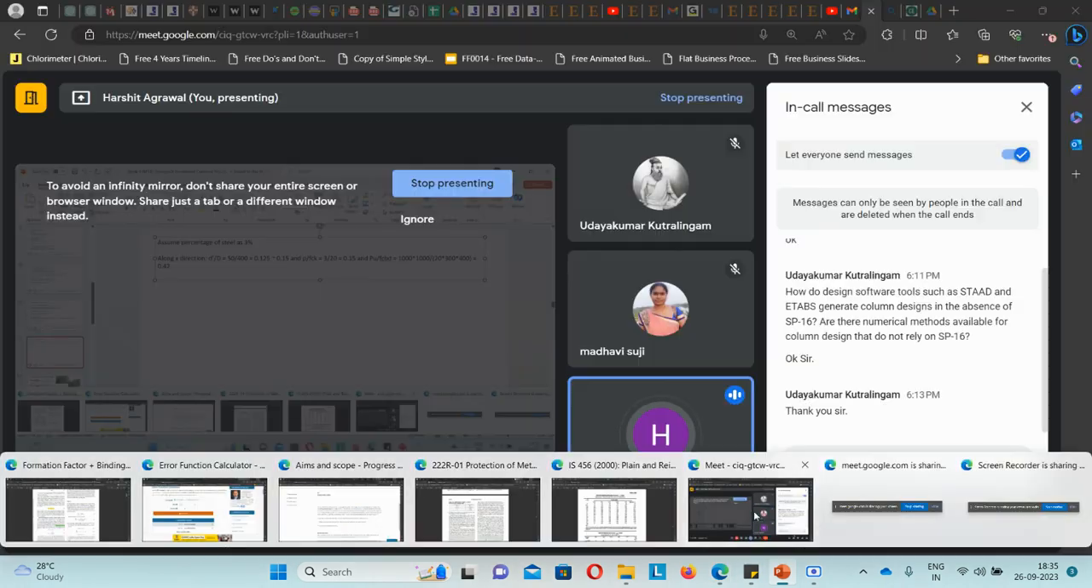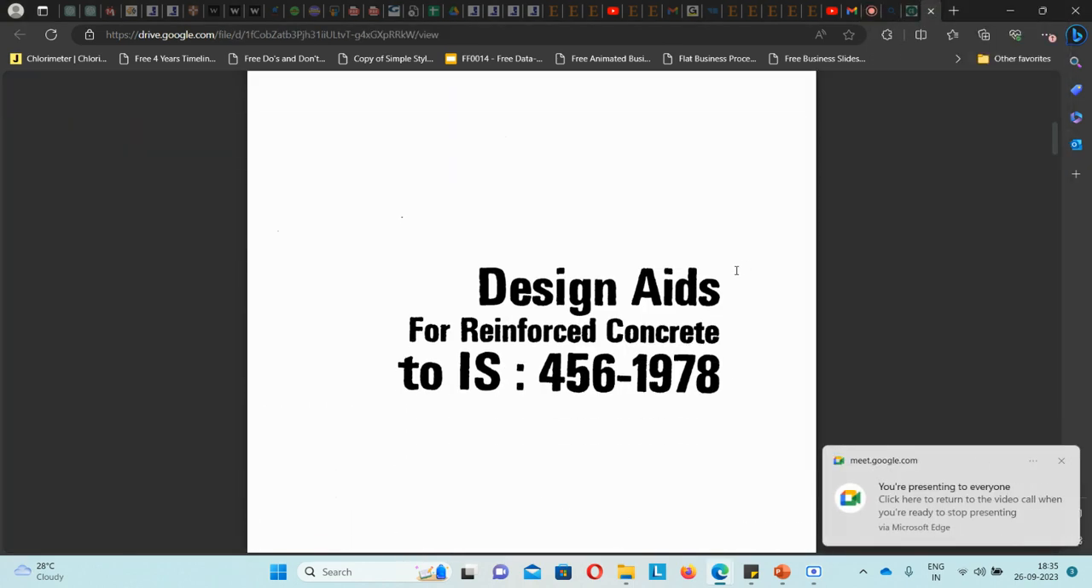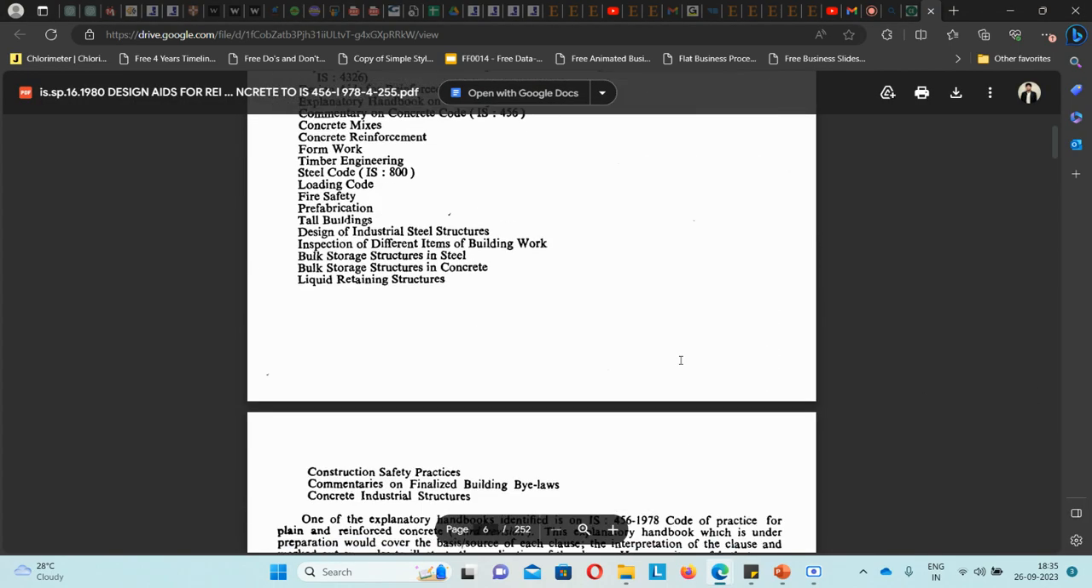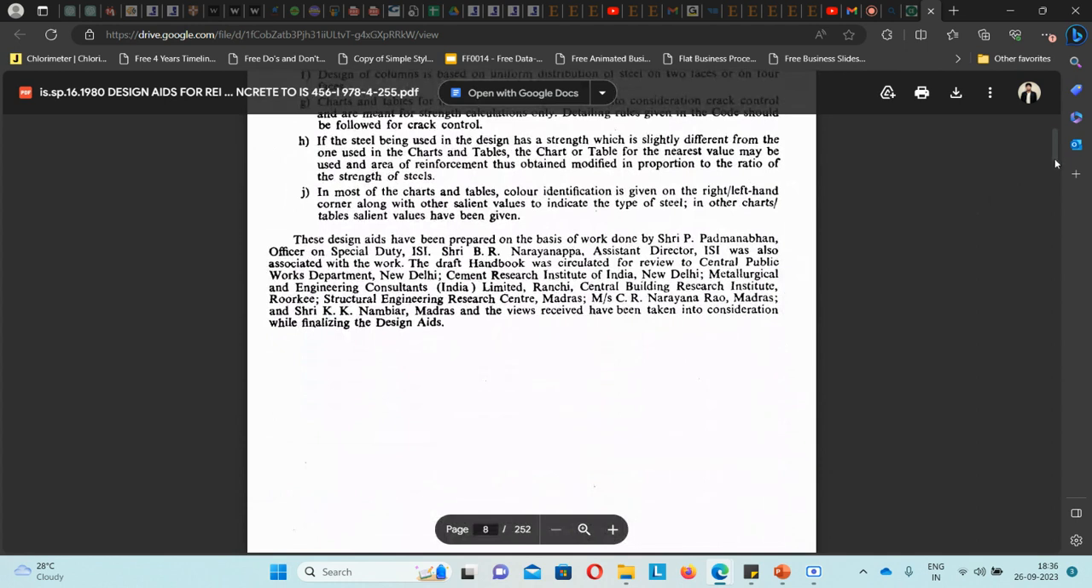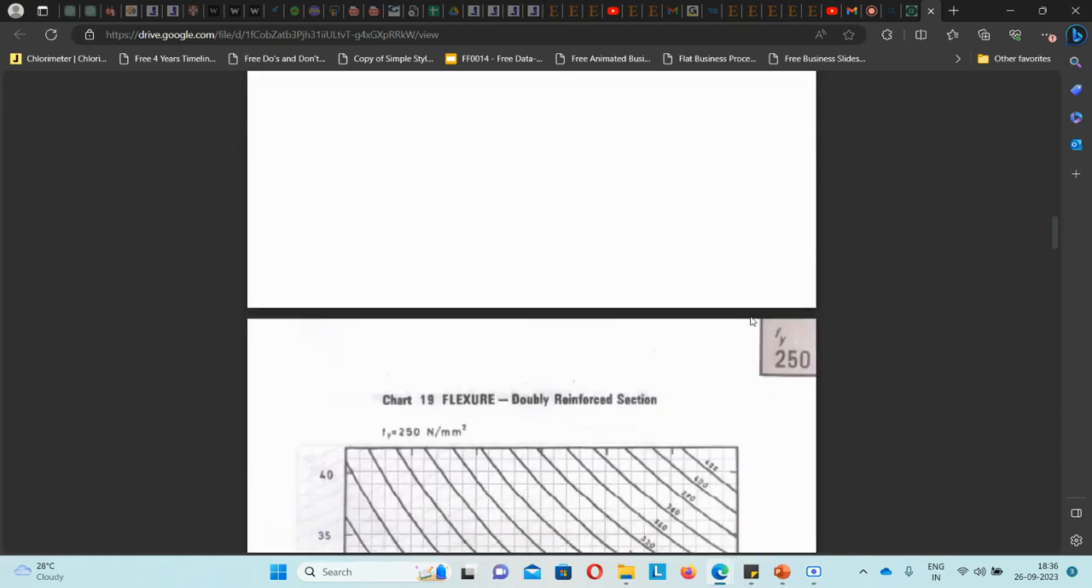So we know the end points in our case. Now we'll refer to SP16. Which chart we need to refer to: the one in which my d dash by d is 0.15, my p by fck, and my grade of steel is Fe415, and the reinforcement is equally distributed. We'll just check which graph that is.